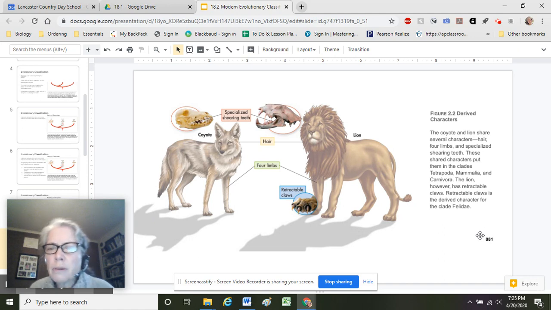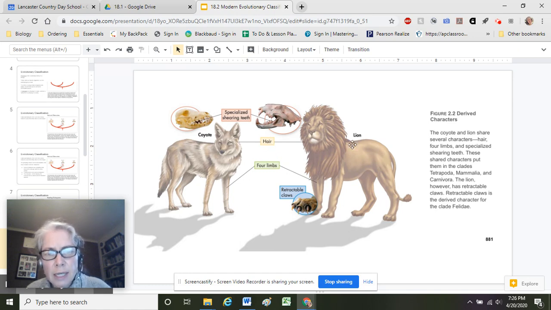Here's some more examples of shared derived characters with animals that you're more familiar with. What you're looking at here is a dog and a cat, specifically a coyote and a lion. And both of them have a lot in common. Both of them have specialized teeth for slicing meat. Both of them have hair that provides insulation, and both of them have four legs. And those groupings make them have shared common ancestry.